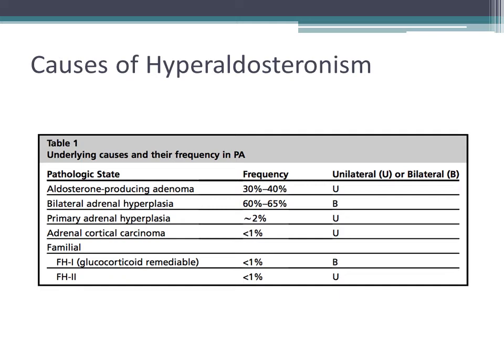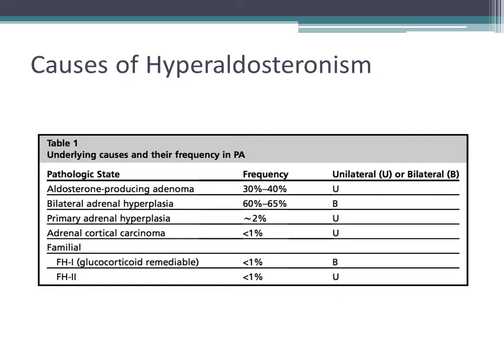aldosterone-producing adenomas, which account for about 40% of cases with primary hyperaldosteronism. The other differential diagnosis, which is important, is bilateral adrenal hyperplasia, which is more common than aldosterone-producing adenoma. It's a bilateral condition and is present in about 65% or so of cases of primary hyperaldosteronism. Other causes of primary hyperaldosteronism are rare.